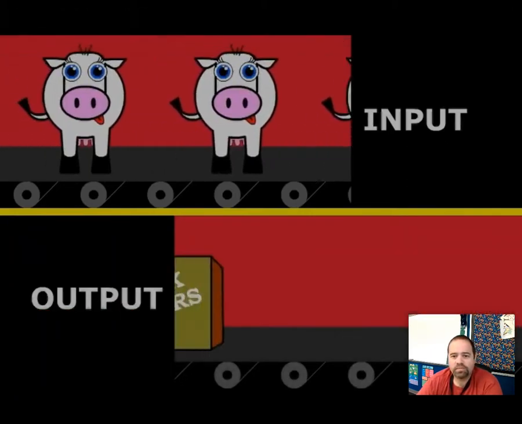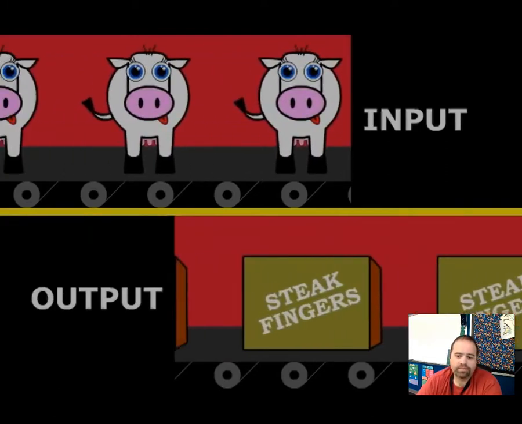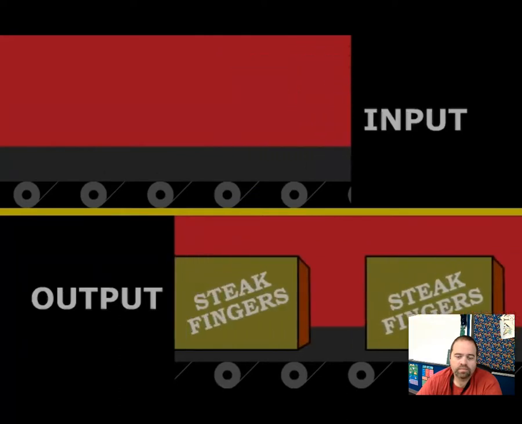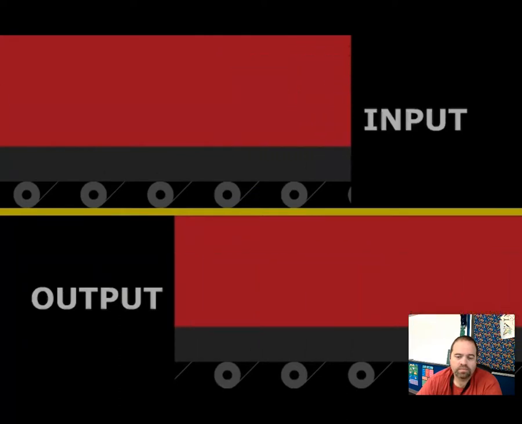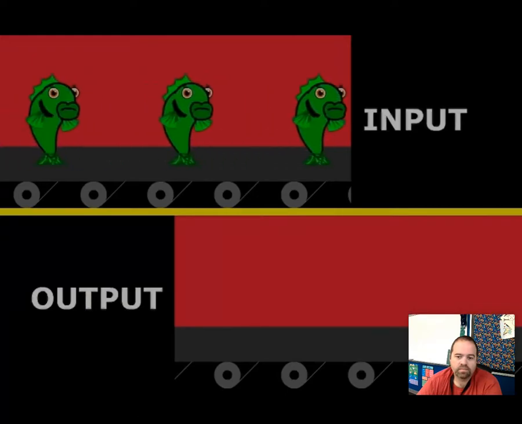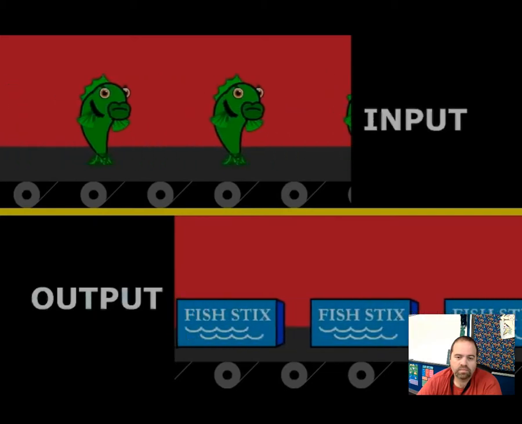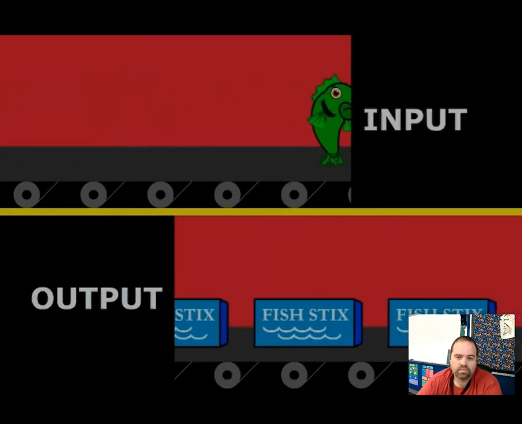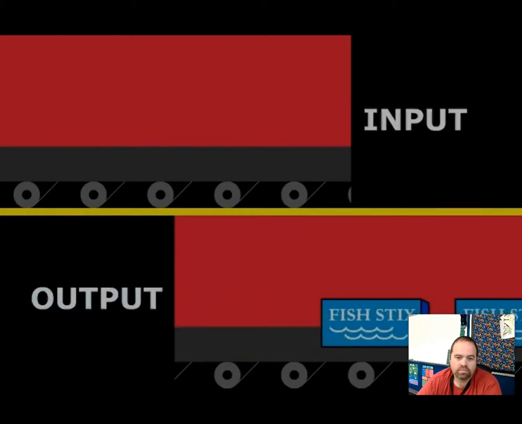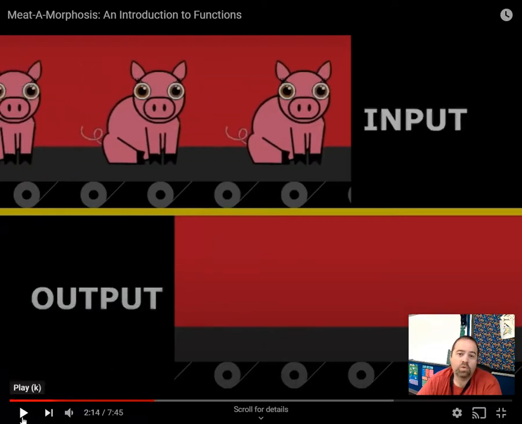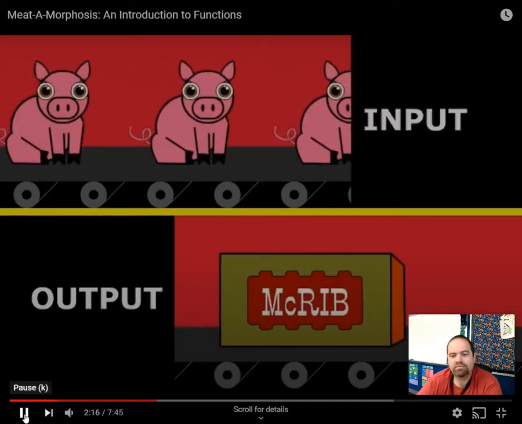Okay, they changed the input, different output. Okay, so just make a guess here. Before the pig goes in, what do you think is going to come out? Everybody says bacon to McRib.